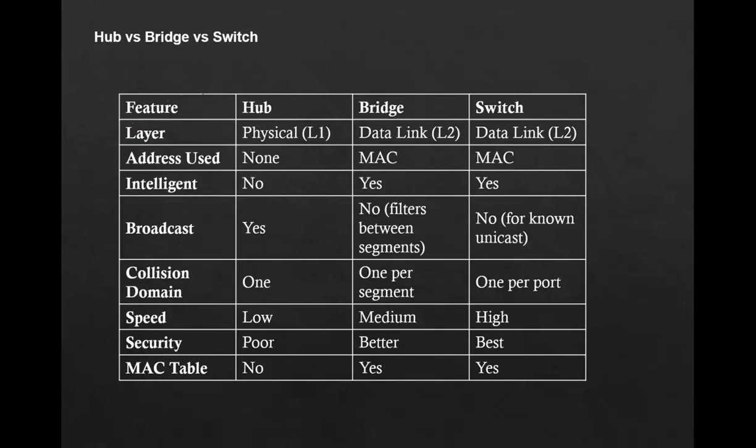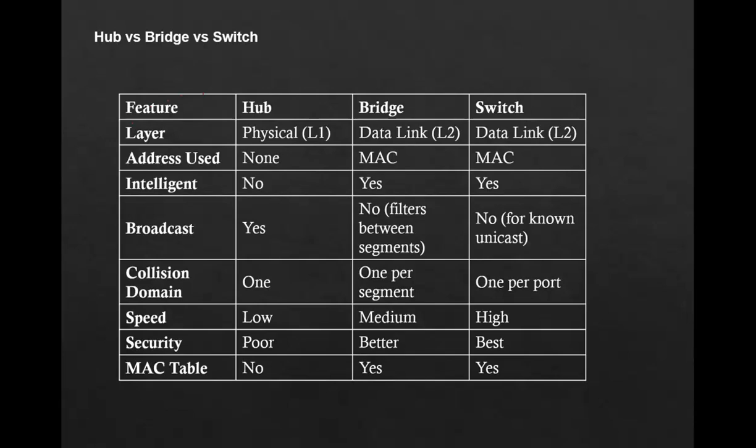To summarize the features of hub, switch, and bridge. The hub works at layer 1, whereas the bridge and switch work at layer 2. What is the address being used by the hub? Nothing. Whereas the bridge and switch use MAC addresses. Hub is quite dumb, not intelligent, whereas bridges and switches are intelligent devices.